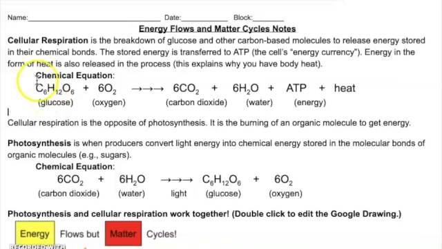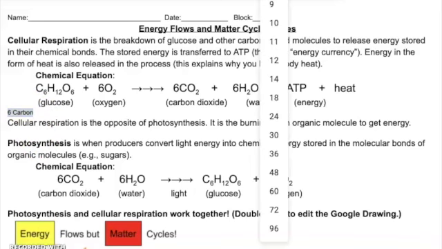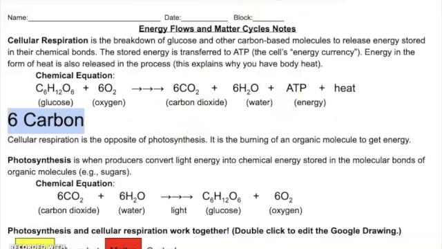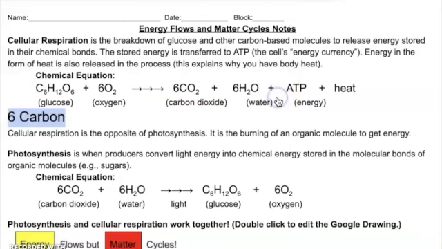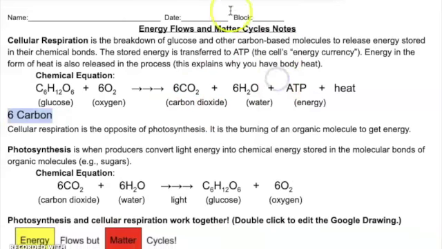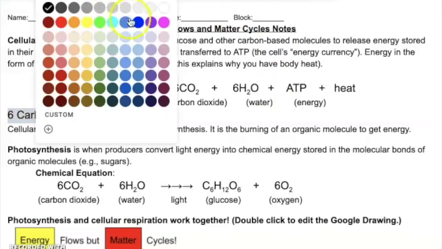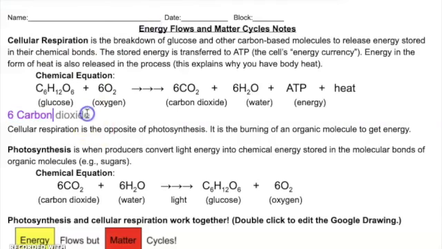Okay, so how do we read this? Well, we have glucose here. This subscript after our carbon, the C here, is telling us that there are 6 carbon atoms. And actually, let me make this a little bit bigger. Maybe not that big. So there are 6 carbon atoms. There we go.